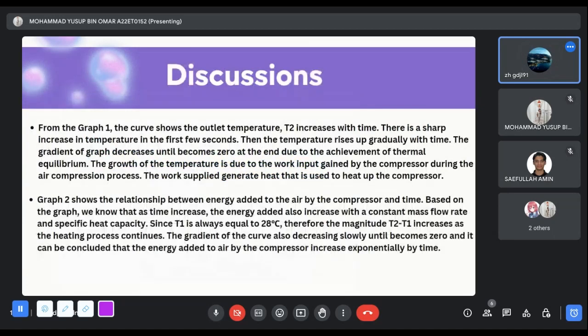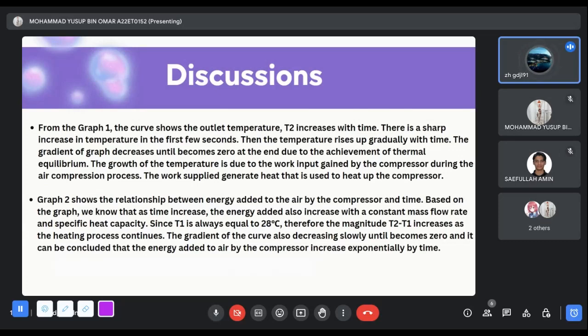So from graph 1, the curve shows the outlet temperature T2 increases with time. There is a sharp increase in temperature in the first few seconds. Then the temperature rises gradually with time. The gradient of the graph decreases until it becomes zero at the end due to the achievement of thermal equilibrium.